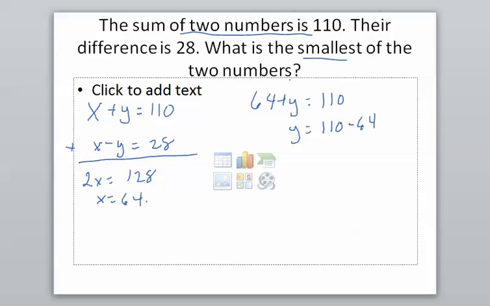Doing that in my head, 10 minus 4 is a 6, and that leaves me with 10 minus 6 is a 4. So I get y is equal to 46. Check: 46 plus 64, 10, carry your 1, 11. Yes, that'd be the right answer. So which one is smaller, 46 or 64? Well, 46 is the smaller one. So what's the smallest of the two numbers? 46. Ta-da.